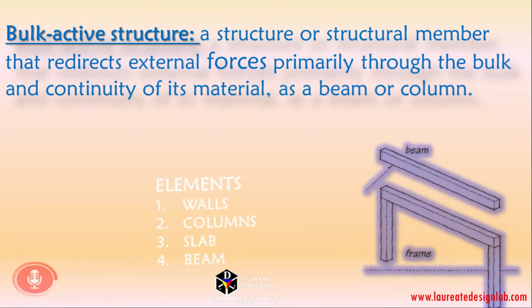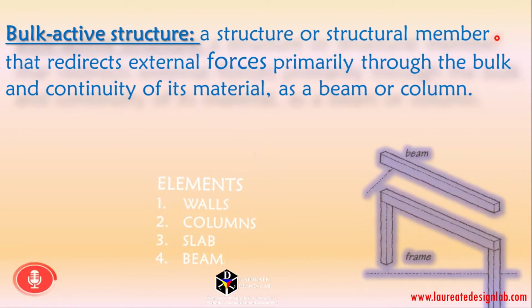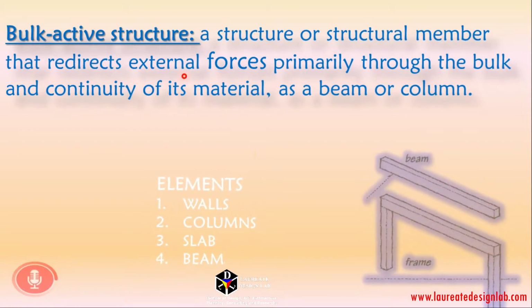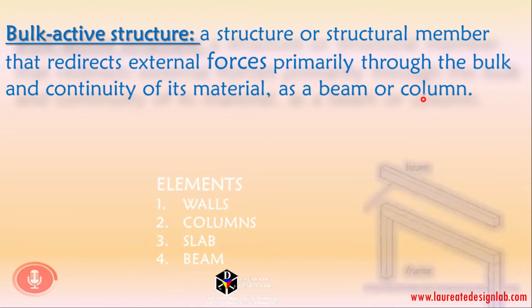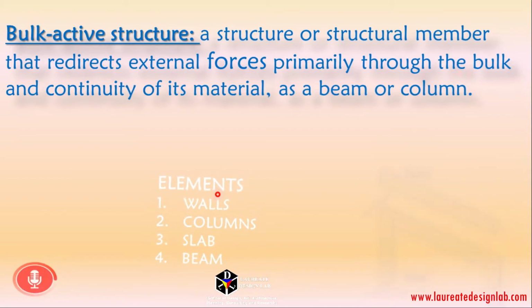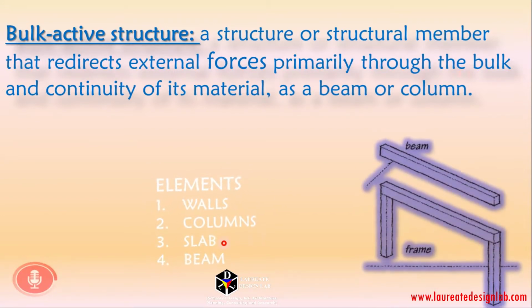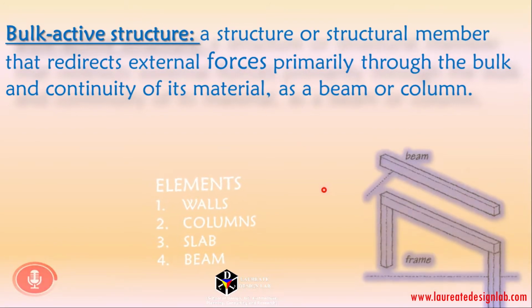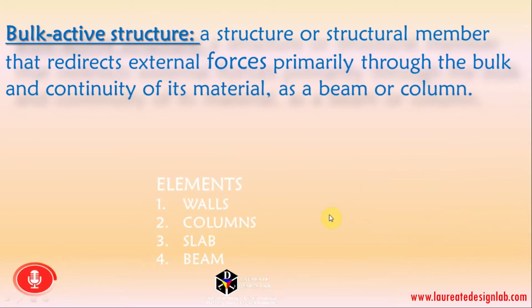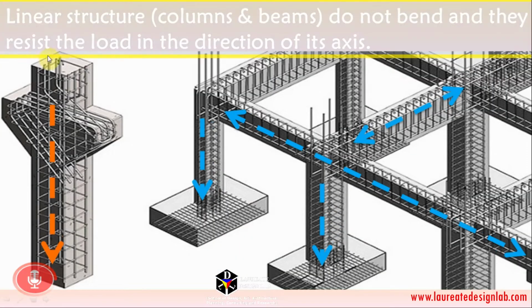Bulk active structure is a structure or structural member that redirects external forces primarily through the bulk and continuity of its material, as a beam or column. So the elements of bulk active structure could be walls, columns, slabs, and beams. The sketch is shown here, the very basic sketch for the bulk active structure. In the next slide, we are going to see the first statement about it.